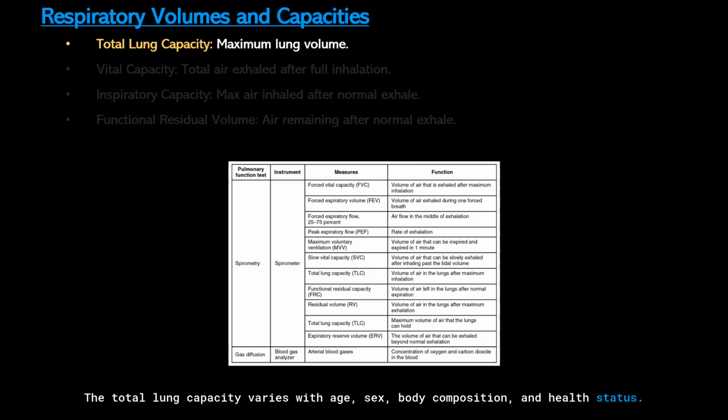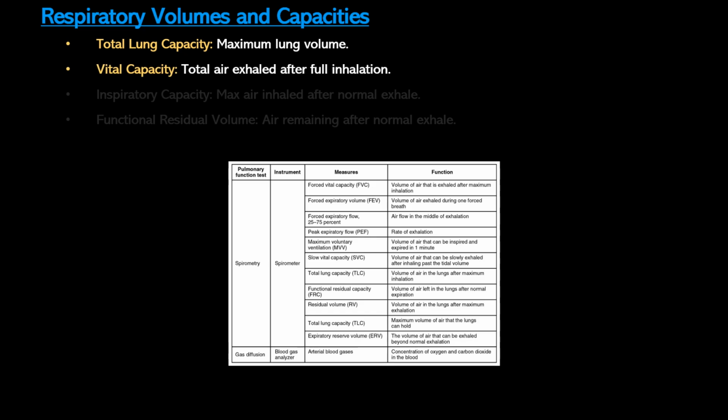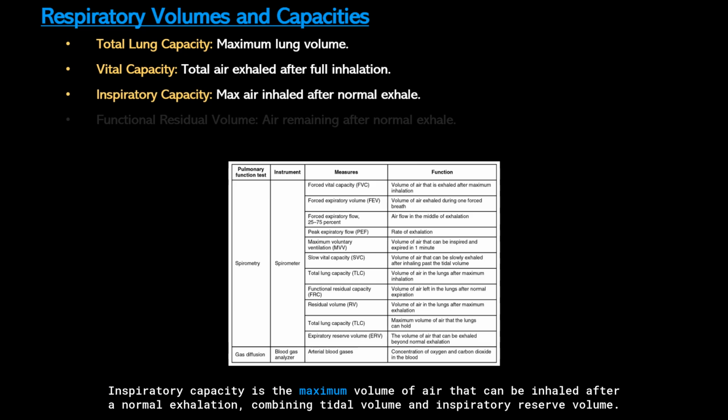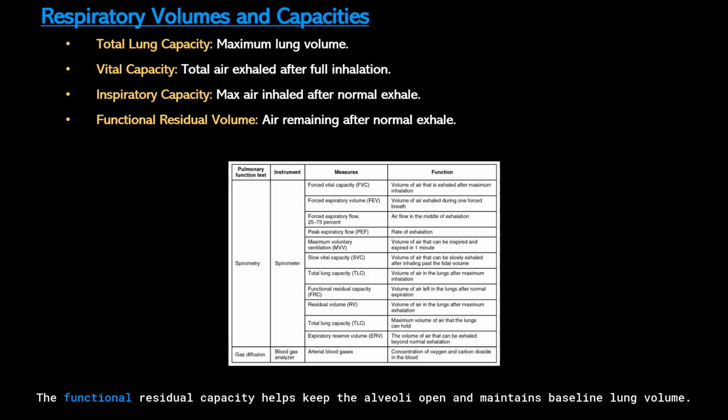Vital capacity is the total amount of air that can be exhaled after a maximum inhalation. It's a key indicator of lung capacity and overall respiratory health. Inspiratory capacity is the maximum volume of air that can be inhaled after a normal exhalation, combining tidal volume and inspiratory reserve volume. The functional residual capacity is the volume of air remaining in the lungs after a normal exhalation. The functional residual capacity helps keep the alveoli open and maintains baseline lung volume.